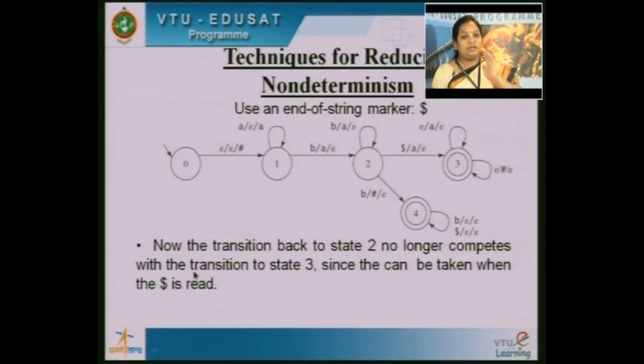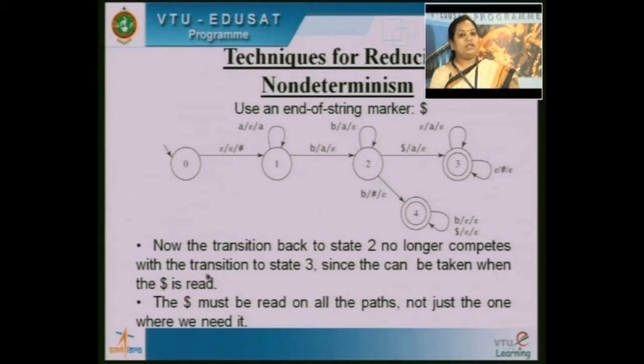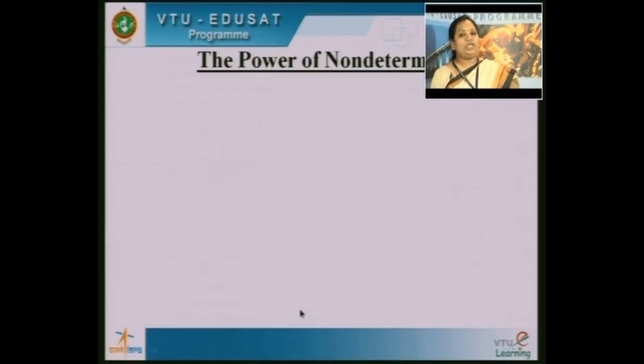Now, you can see here the transition back to state 2 no longer competes with the transition to 3, since that can be taken only when dollar is read. Only when dollar is read will this transition go to 3, and only when hash is read on the stack will this transition go to 4. Hence, there is no longer competition between the 3 different paths. Hence, this PDA is deterministic. The hash must be read on all the paths, not just for the one where we need it.